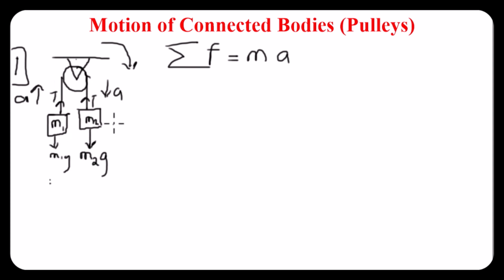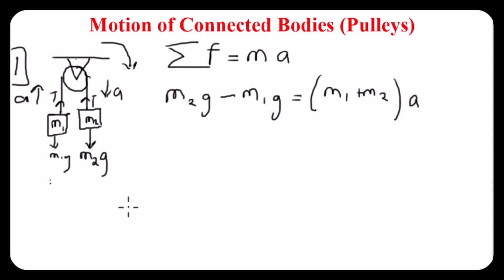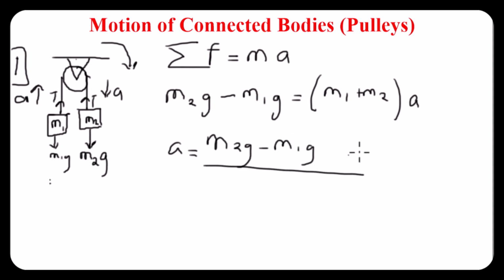But since we're dealing with the external forces, tension is an internal force. So we simply come and say the m2g, the highest force, since we're moving in a clockwise direction. So m2g minus m1g would be equal to the summation of the masses, m1 plus m2, in the bracket, of a. Now, finally, deriving an expression for a would be equal to m2g minus m1g, everything divided by m1 plus m2.